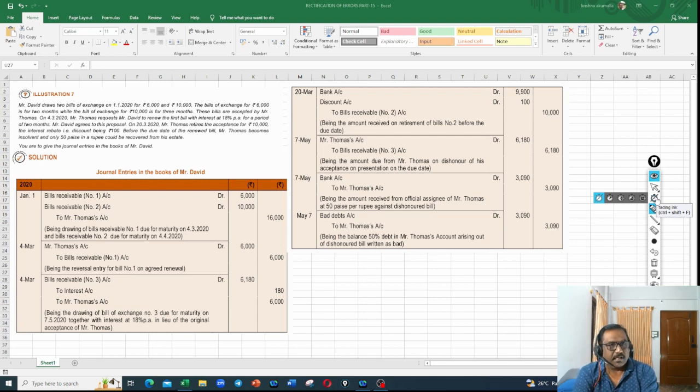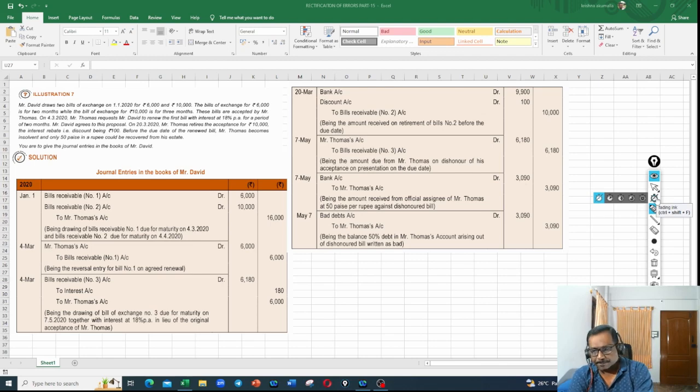These bills are accepted by Mr. Thomas. So who accepted? Thomas. Thomas is the drawee. On 4th March 2020, Mr. Thomas requests Mr. David to renew the first bill with interest at 18% per annum for a period of 2 months. So on 4th March 2020, he requested David to renew the first bill. The first bill is for 6,000 rupees. He was not in a position to pay 6,000 rupees, so he requested him to renew the bill by adding 18% interest.